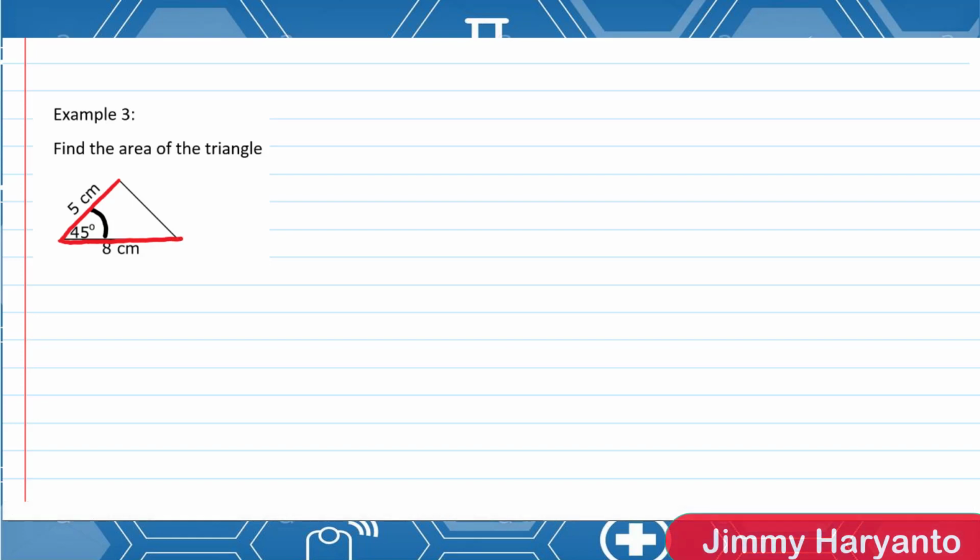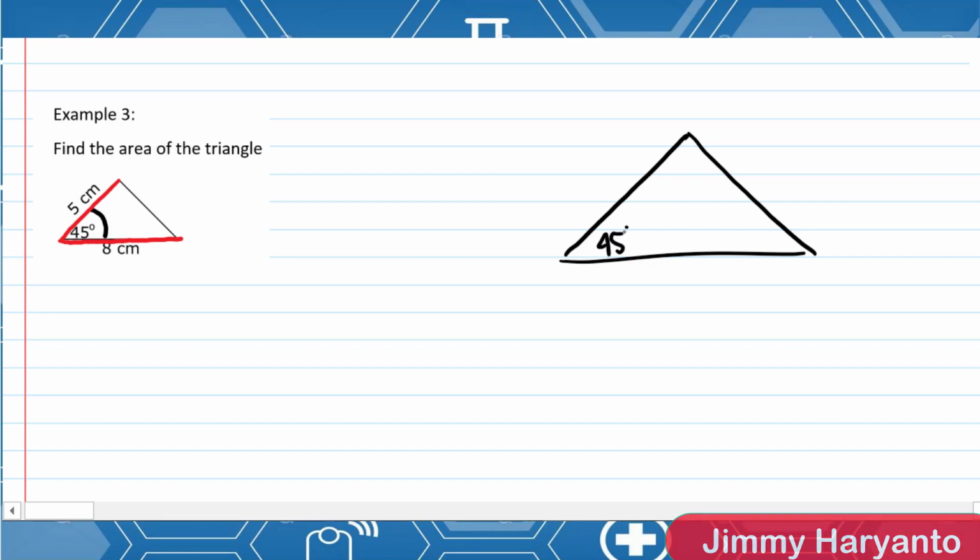Okay, if I have this 45 degree angle, and then this side is 5 cm and this one is 8 cm, we cannot use the area of a triangle formula. Yeah, because the 45 is not in between 5 and 8. So instead of using 45, we have to use this angle instead, because this angle is in between 5 and 8.